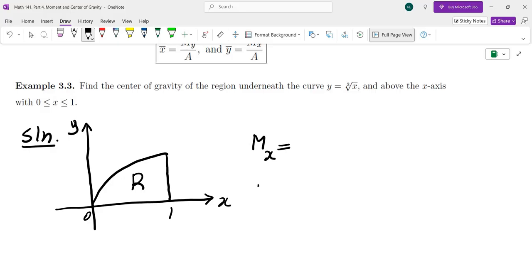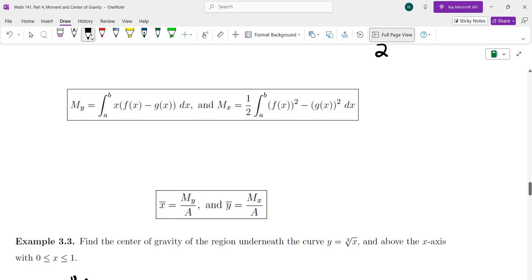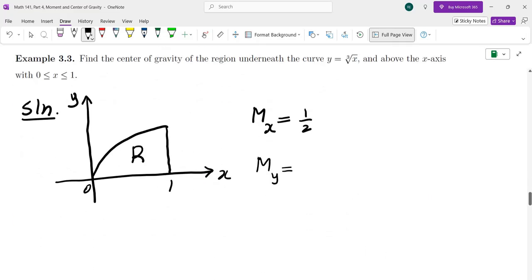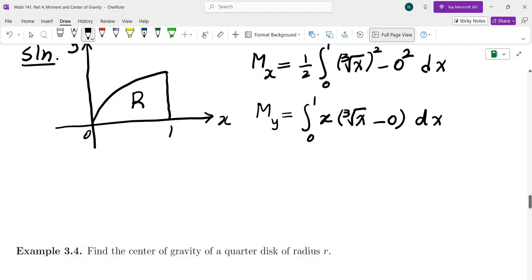So we need to find m sub x and m sub y, and then also area, and then use the formula. So m sub x, going back to the formula, m sub x is 1/2 the integral from 0 to 1 of f of x squared minus g of x squared dx. And m sub y is the integral from 0 to 1 of x times f of x, which is cube root of x, minus g of x, which is 0. And then we'll have to integrate these.